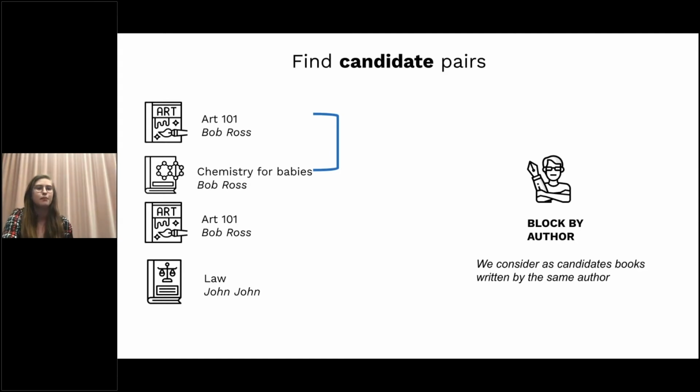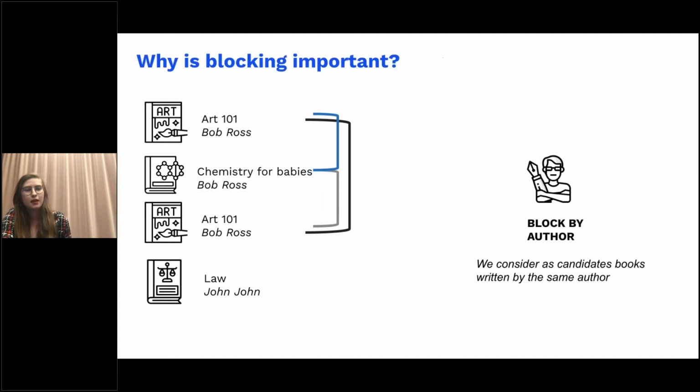So we're going to have to try to compare them to each other. So we have this pair, we have a second pair here, and the third one. At this point, it becomes apparent why blocking is really important. And it's exactly because of this.